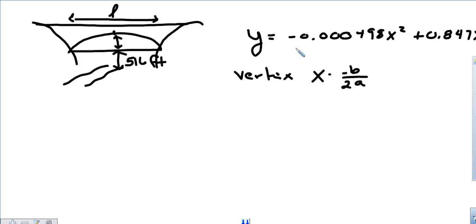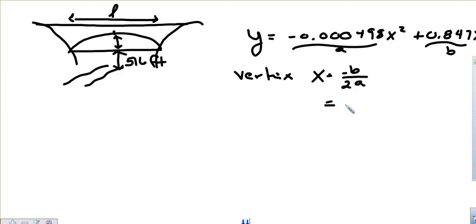Well, look closely at this equation. I've got an a value. This is my a value. And I've got a b value. Notice what I'm missing. I'm missing a c value on that one. So we can assume it to be 0. It's kind of irrelevant to our problem. So this is a, this is b. So the vertex, x is equal to negative b over 2a.